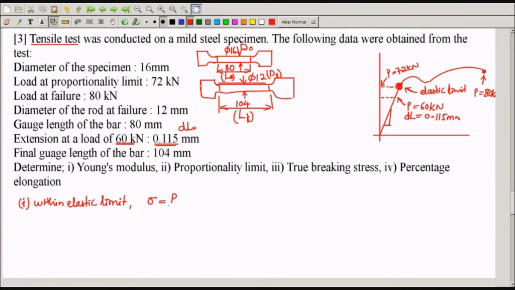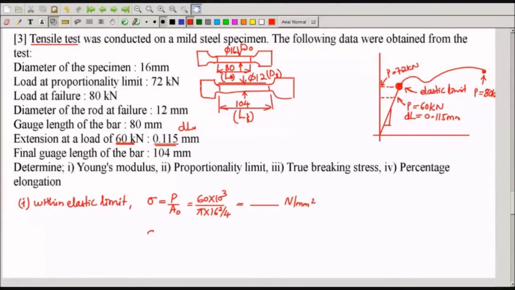Stress becomes P by A0. It is 60 into 10 power 3 divided by A0, which is pi into D0 square by 4. So D0 is how much? 16. So 16 square by 4. To calculate this, it will be in terms of Newton per mm square.